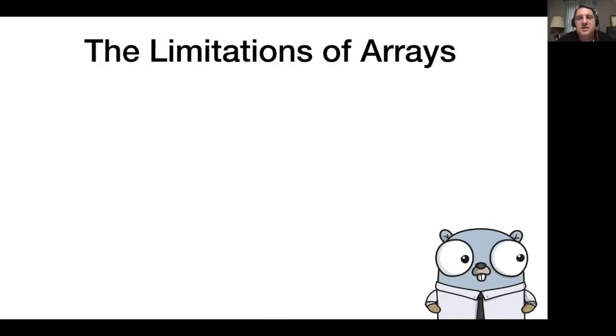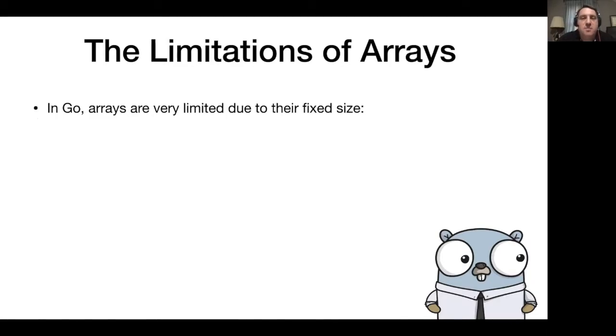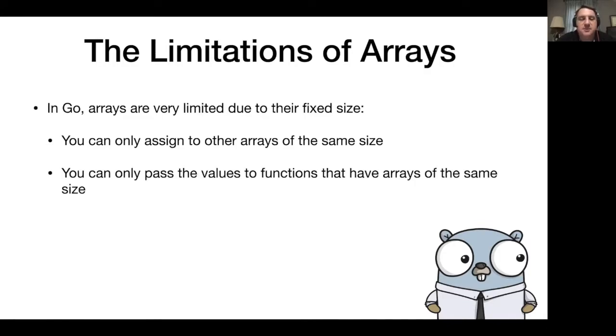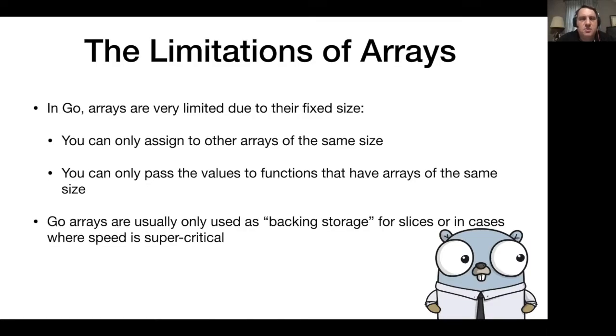Because of this, arrays have a lot of limitations. First of all, they're fixed size. You cannot modify the size of an array. If you pass an array to a function, it has to match sizes. And we can only assign to other arrays of the same size. So these are pretty nasty limitations. So in Go, you rarely deal with arrays directly. They're usually used as backing storage for other mechanisms. And the purpose for this is just to make Go very fast.